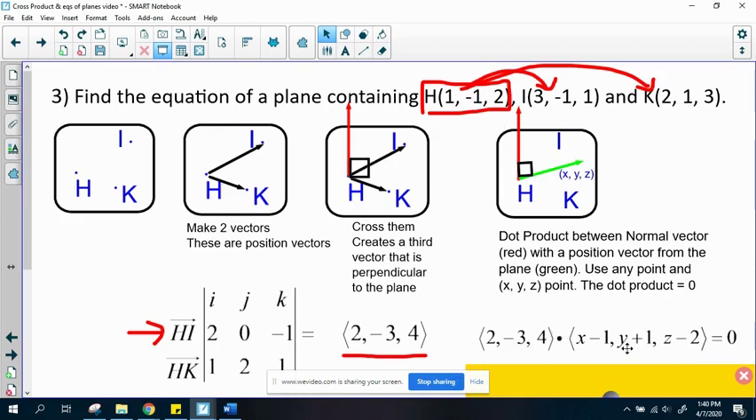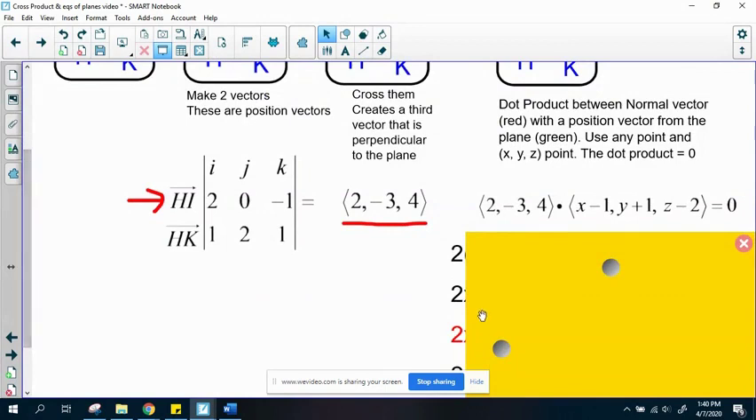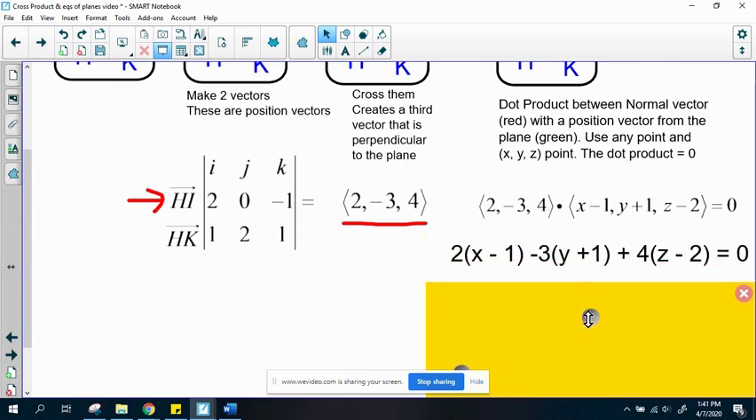Because when I dot them together they are perpendicular, that means they're equal to 0, which is why you want to use the normal vector. Then I'm just going to do algebra. Going back to the beginning, the dot product means I multiply whatever's in the i spot with the i spot, the j spot with the j spot, and the k spot with the k spot. So I'm going to multiply.